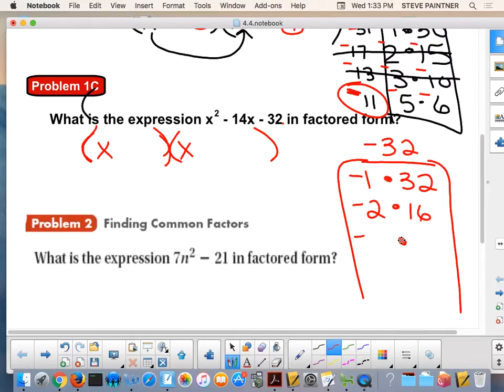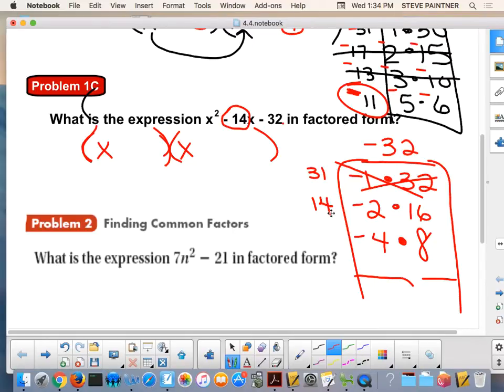3 doesn't work. 4 and 8. How about 5? How about 6? 7. 8. Yeah. You already have it right here. You're done. That's it. Start adding. Which one adds up to what? Negative 14. 16. This one adds up to what? 31. Not it. This one adds up to what? Negative 14. 14. You want negative.